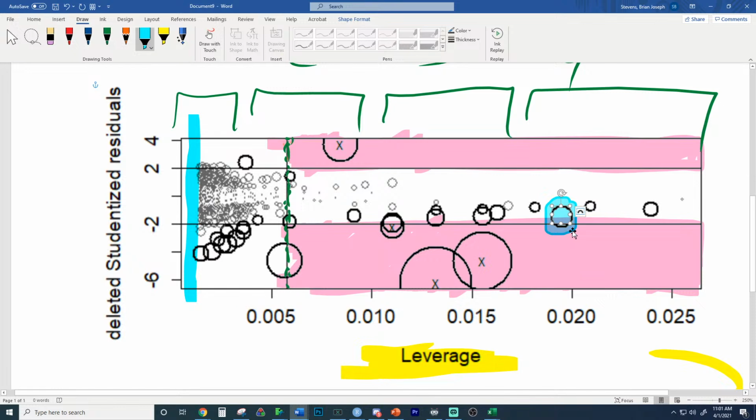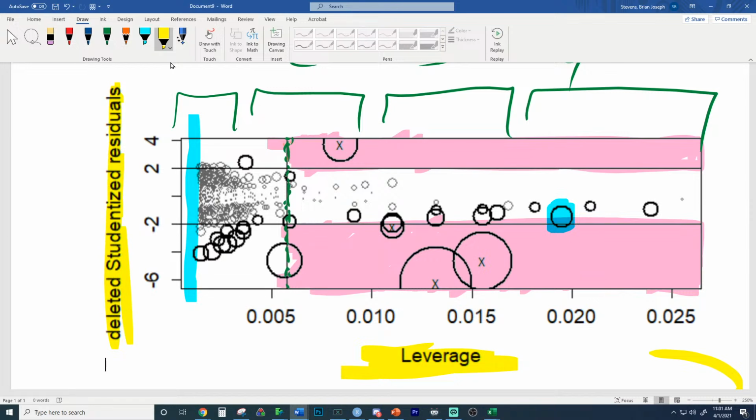So the two things you need for influence are going to be deleted studentized residual and also leverage. So the blue does not have an extreme enough deleted studentized residual. Exactly. The one that has a deleted studentized residual of 4 and leverage of 0.0. Oh, that would be insane. That one would be model breaking. Frankly, the ones that are on here are pretty model breaking.